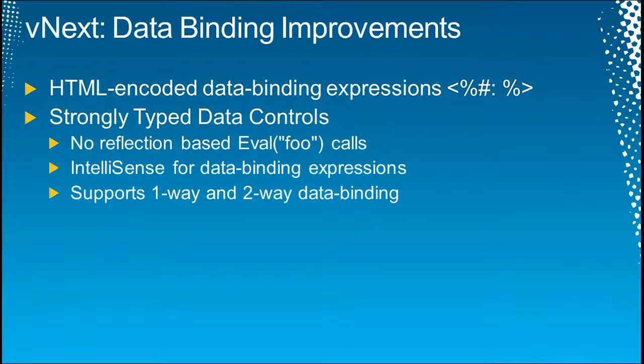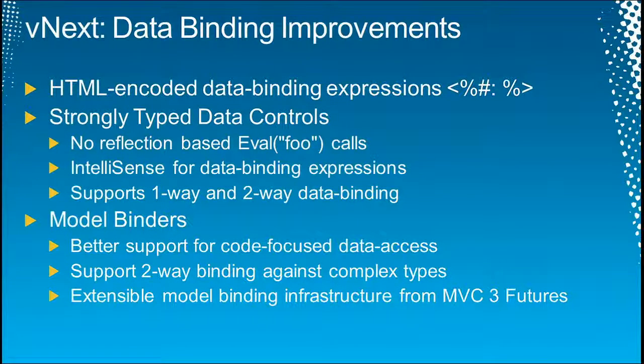We have this idea of strongly typed data controls. So if I have a repeater, I can now tell the repeater that the type of object it's binding against is a customer object, for instance. And then I no longer have to use these Eval reflection calls to get that information out. I can get a nice, strongly typed experience at both design time and runtime to get the information out of those customers. This gives you IntelliSense for data binding expressions, which we'll see in a moment. And also, you can do this with both the one-way and the two-way data binding model.